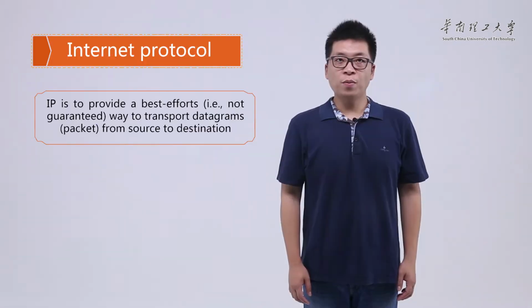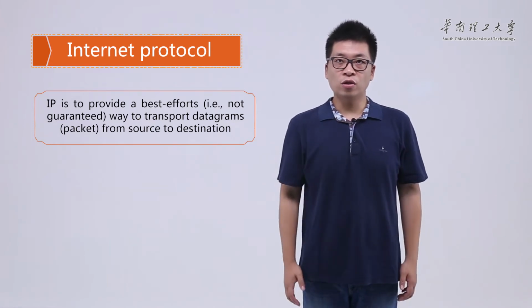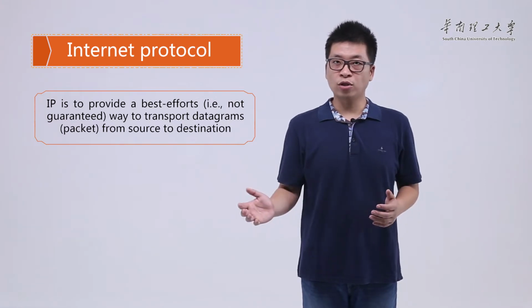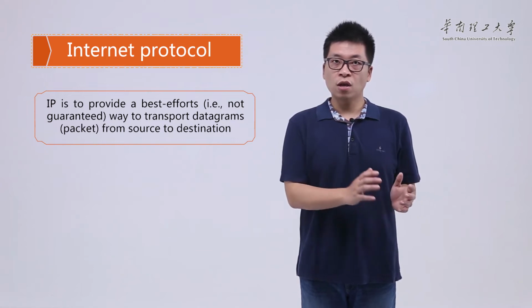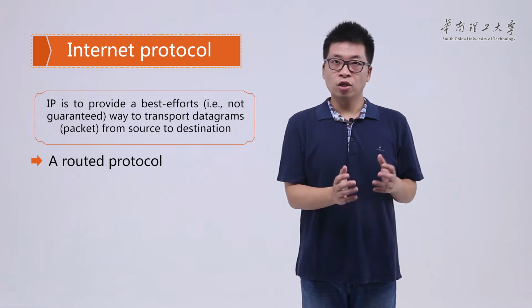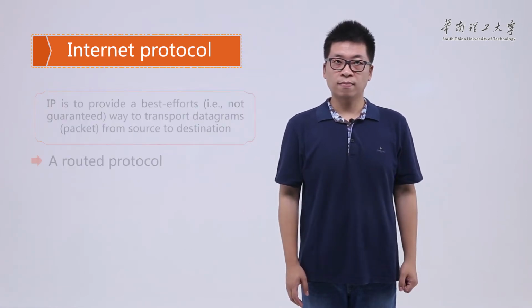In this section, we will explain Internet Protocol. We focus on the IP packet format in this section. IP is to provide a best effort, which is not guaranteed, way to transport datagrams, which are called packets, from source to destination. It is a routed protocol used by routers to make routing decisions.